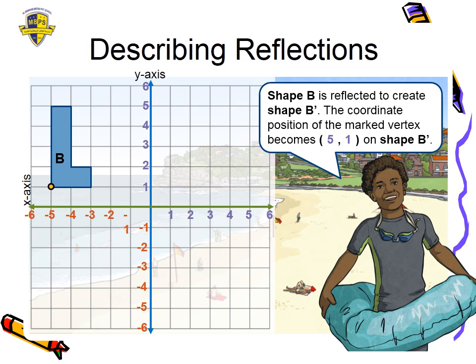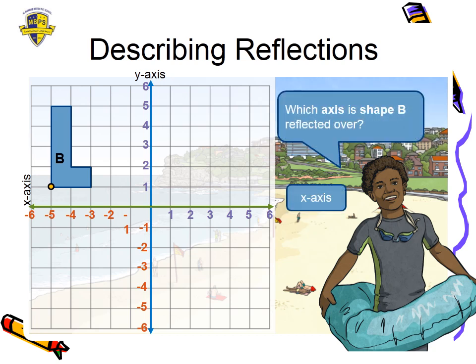Now let's practice more examples. All of you can see shape B. This shape B, we want to reflect it across the x-axis first, then across the y-axis. Before we start reflecting, we plot the first corner. This is the orange one. Who can tell me the coordinate for this corner? Excellent. This is (-5, 1).